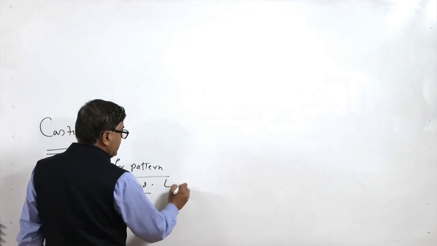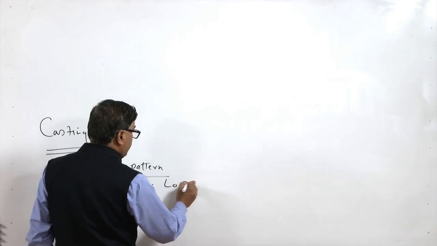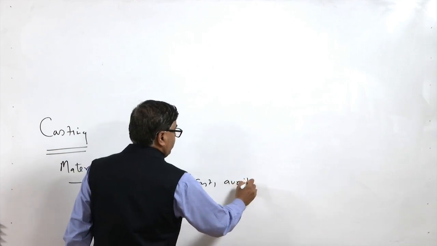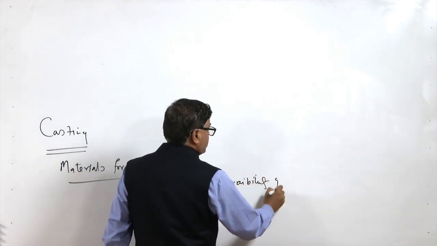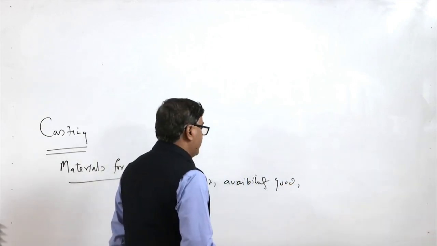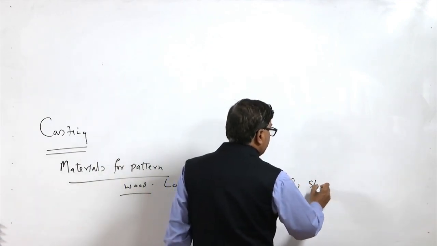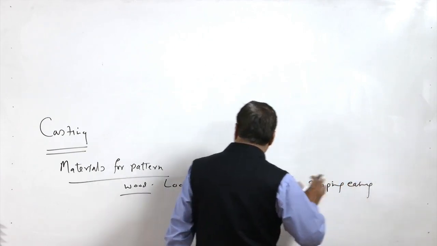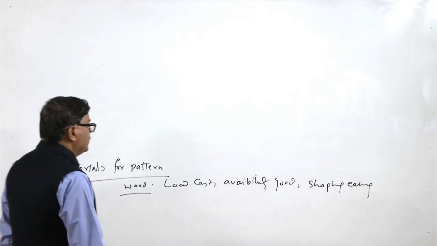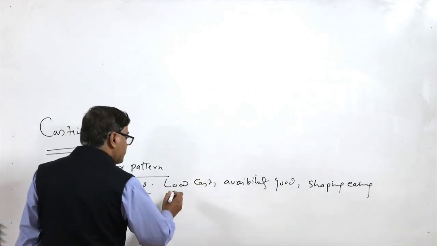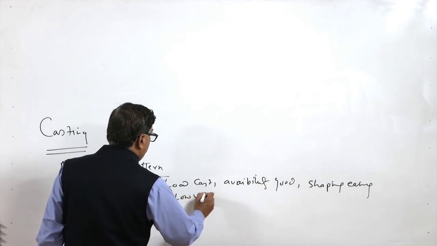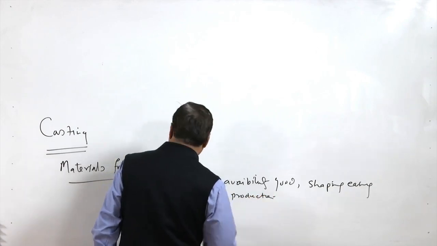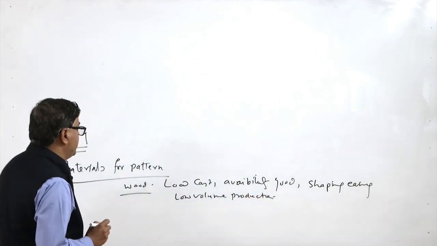wood is very easily available, its cost is low, availability is good, and shaping is easy, any shape can be made. Because of these features it is good for low volume production, means when few castings are to be made, then the wooden pattern can be used.